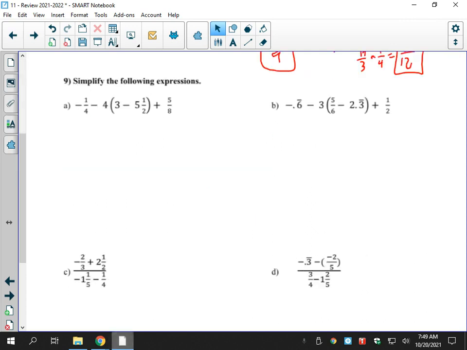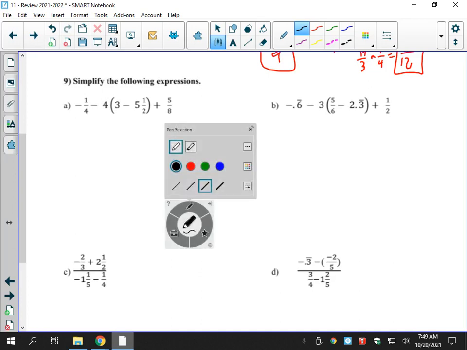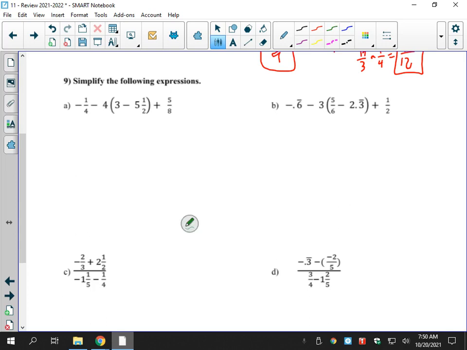On 9, we're simplifying our longer rational number expressions. We've got negative 1/4 minus 4 times 3 minus 5½ plus 5/8. So PEMDAS, we're going to work inside the parentheses. I'm also going to rewrite everything as an improper fraction to help us with our problem solving.